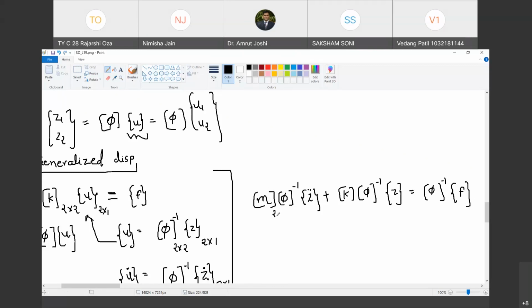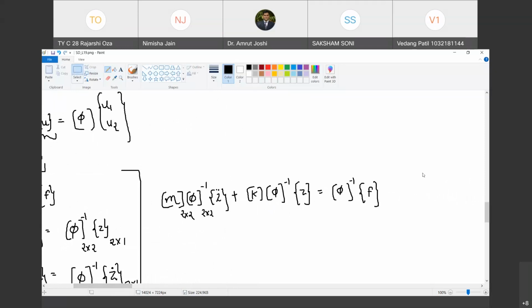What is the size of this matrix? This is 2 cross 2 matrix. Sir, why should it be phi inverse F? So only F, right? Yes, it should be only F. I'm sorry, this is equal to F. You're right. So this is 2 cross 2, this is 2 cross 2, this is 2 cross 1, this is 2 cross 2, this is 2 cross 2. Happy? And this is 2 cross 1, and this is 2 cross 1.